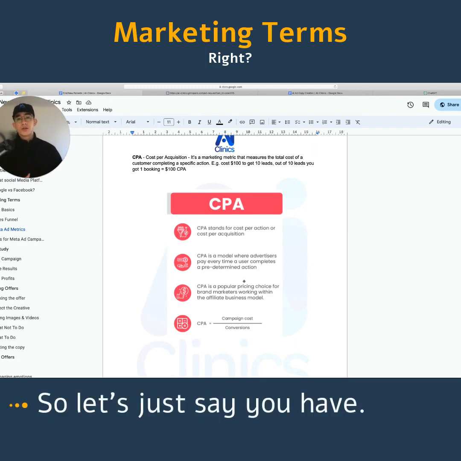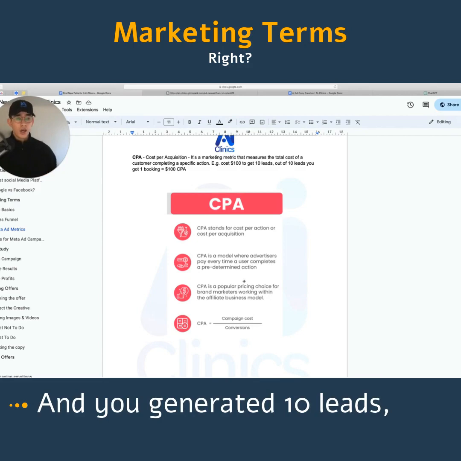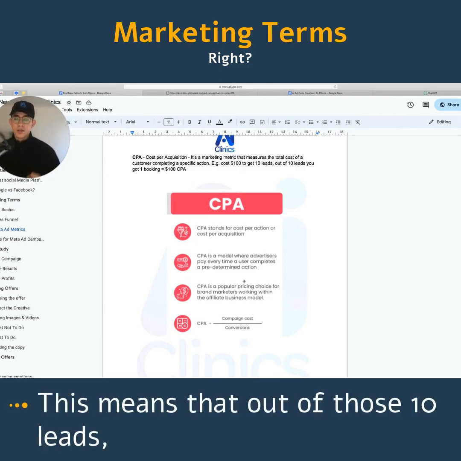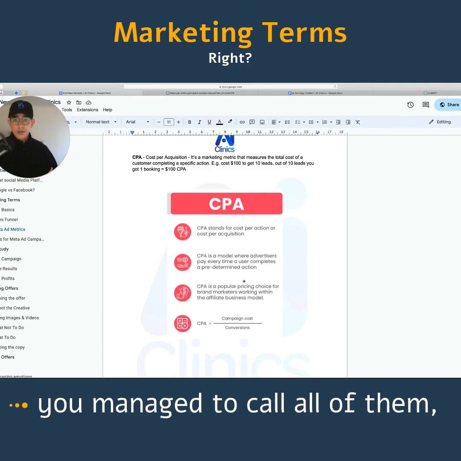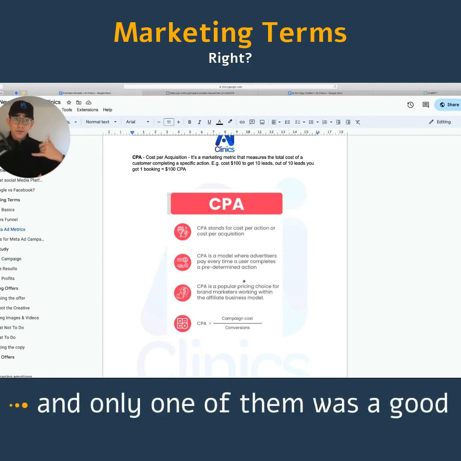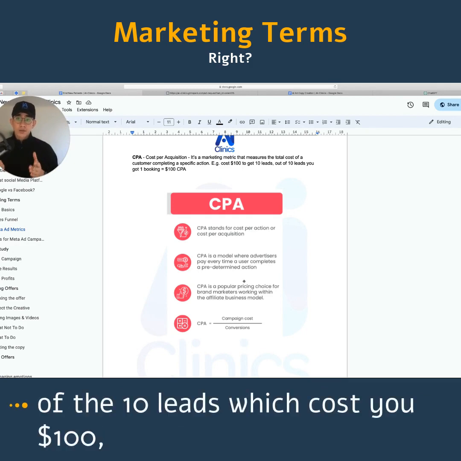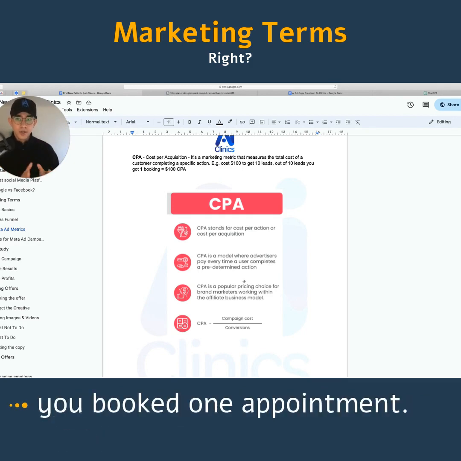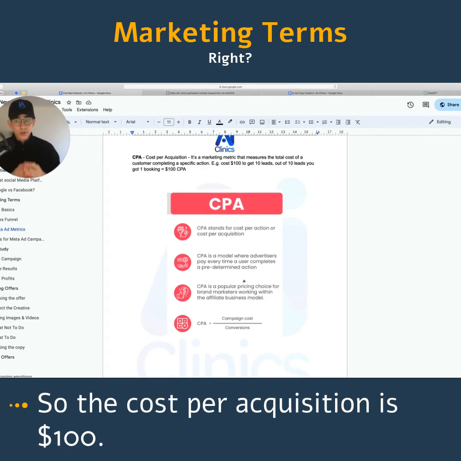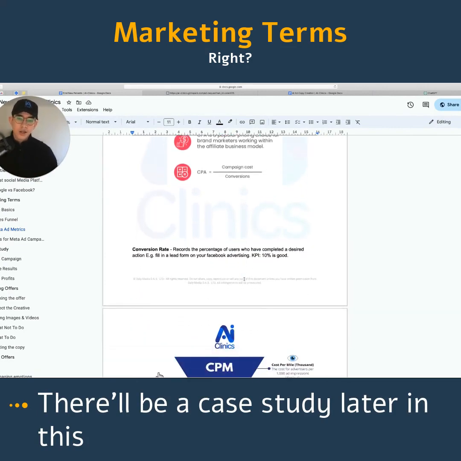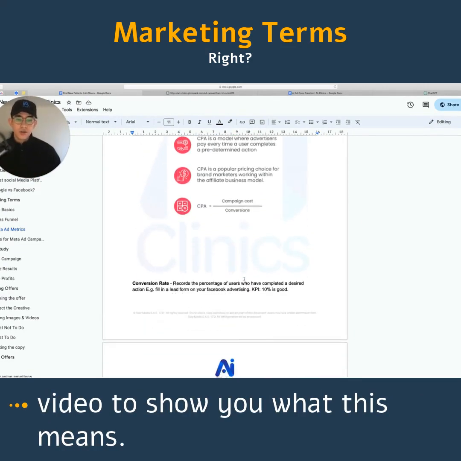So let's just say you run your ad campaign and you generated 10 leads and each lead on average cost $10. Out of those 10 leads, you managed to call all of them and only one of them was a good fit and they booked an appointment. Out of 10 leads, which cost you $100, you booked one appointment. So the cost per acquisition is $100. I hope that makes sense. There'll be a case study later down in this video to show you what this means.